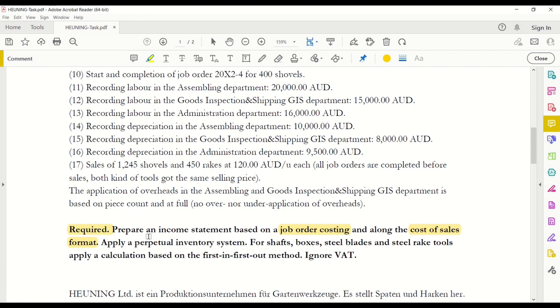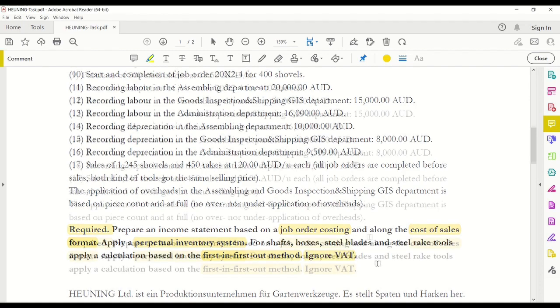What does that mean? It means we have to prepare the income statement based on the calculation of the products. We have to apply a perpetual inventory system. That means all the inventory movements will be recorded following the perpetual system. Furthermore, for the goods, we have to follow the first in, first out method. And very good news, we can ignore value-added tax. Next, we read the task.